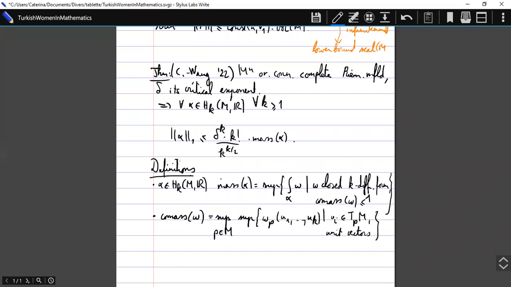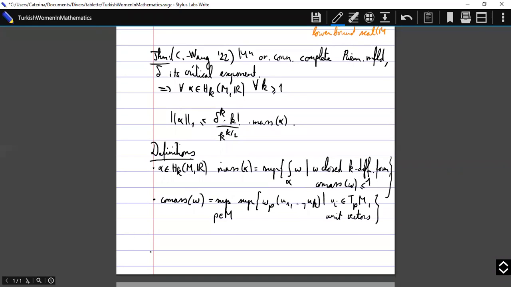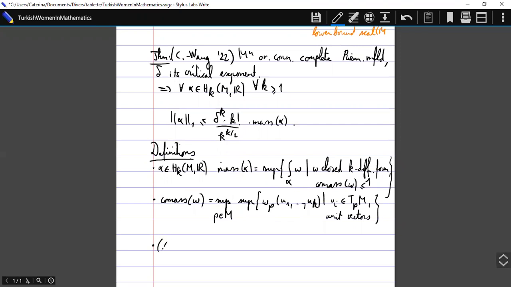And finally, to completely understand the statement, we need to know what the critical exponent is. So let me do it in general. Let's take a metric space X with a distance d. And let's fix a point x0 in X. Now, suppose you have a group gamma that acts on X by isometries.